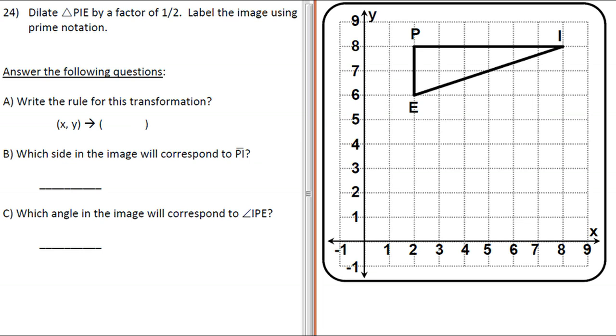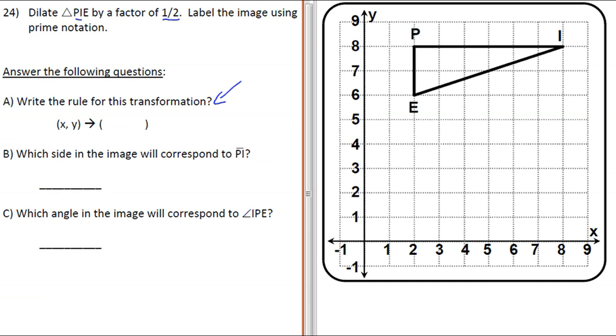Okay, we are finally up to the last question, and I'm really very tired. So let me see if I can do this without making mistakes. It says dilate PIE by a factor of a half. Label the image using the prime notation. So write the rule for the transformation. Let me just do that right now.